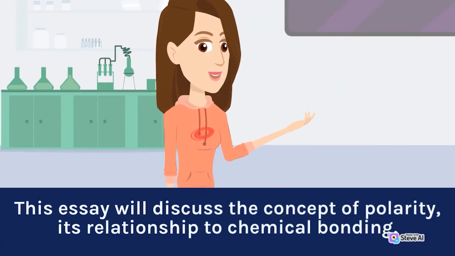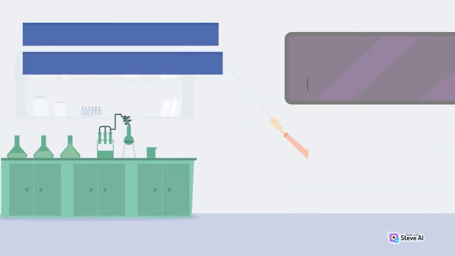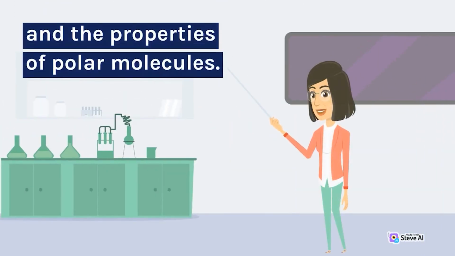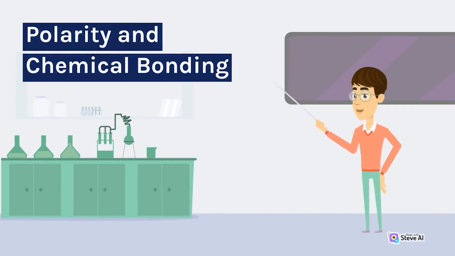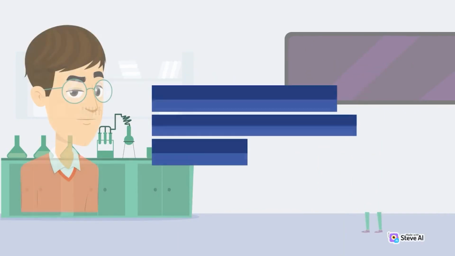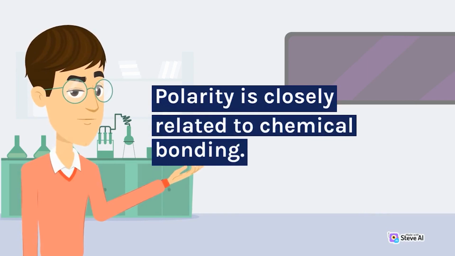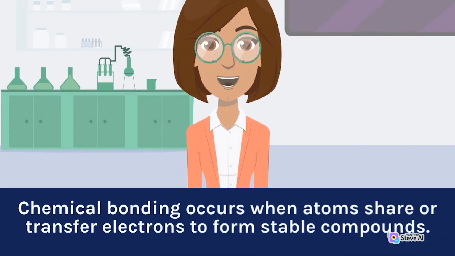This essay will discuss the concept of polarity, its relationship to chemical bonding, and the properties of polar molecules. Polarity and chemical bonding. Polarity is closely related to chemical bonding. Chemical bonding occurs when atoms share or transfer electrons to form stable compounds.